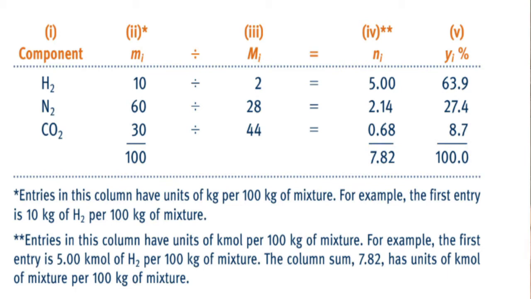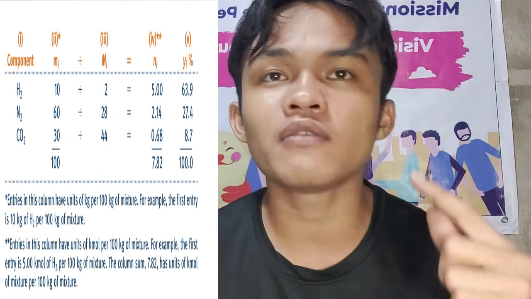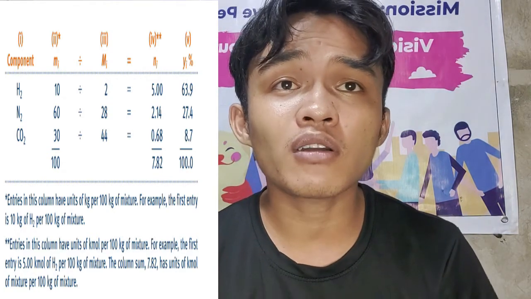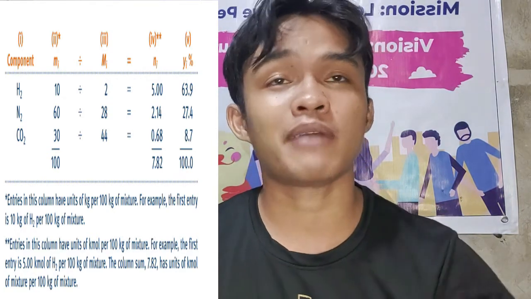The sum of the values of column 4 is the total amount of mixture in kmol per 100 kg of mixture. Finally, using equation 12.6, column 5 gives the mole fractions as a percentage. The values of column 5 are obtained by dividing the values of column 4 by the column 4 total and multiplying by 100. And for part B, the apparent molecular weight of the mixture can be found by using equation 12.9.